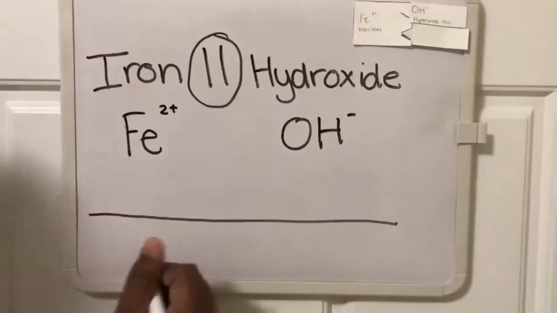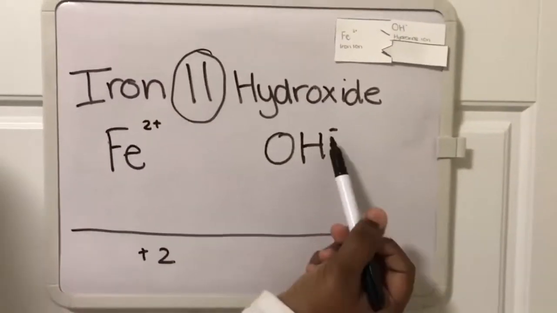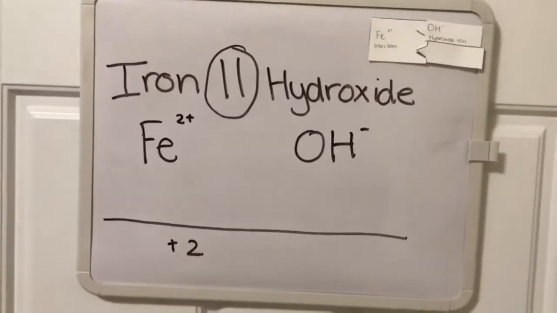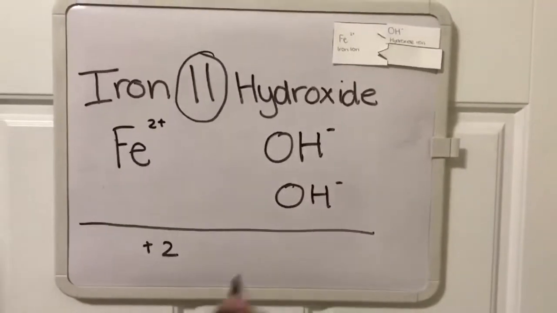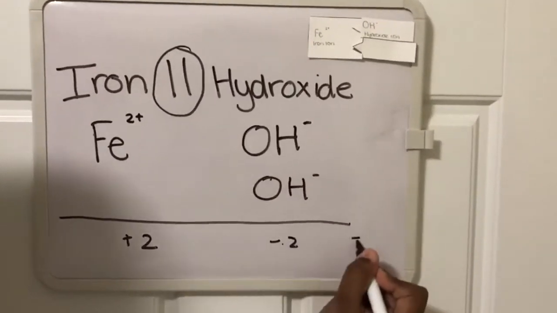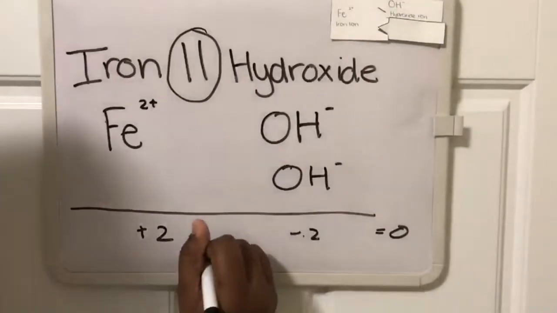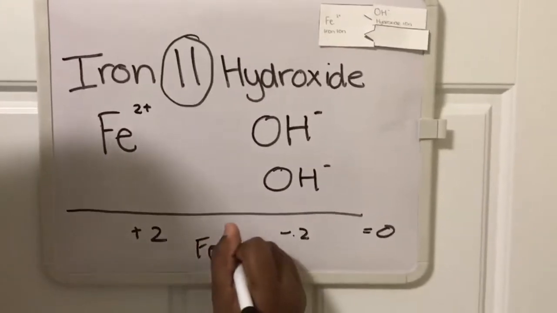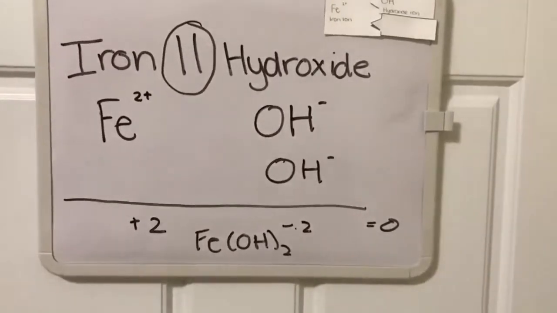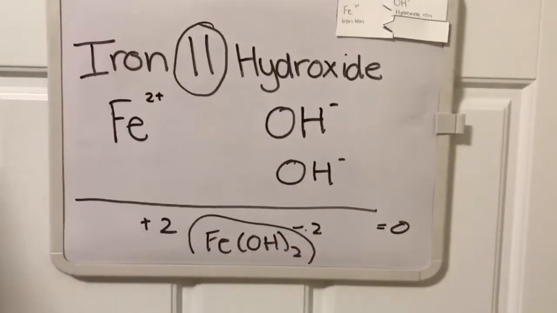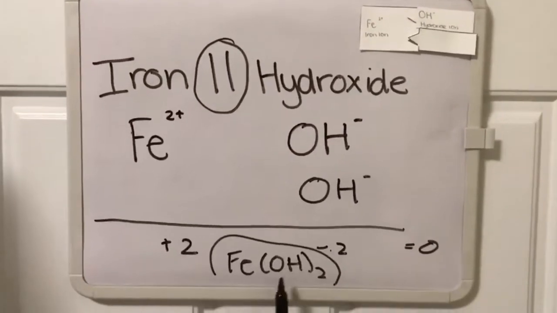So the charge for iron is +2, and the charge for hydroxide is -1. To balance it out, we need to add another hydroxide in there, and this will become -2, which equals 0. So the final formula for this one would be Fe(OH)2. We put brackets here because there is not just 2 hydrogens, there is both 2 O and H.